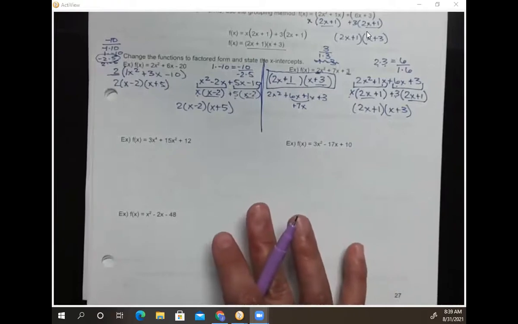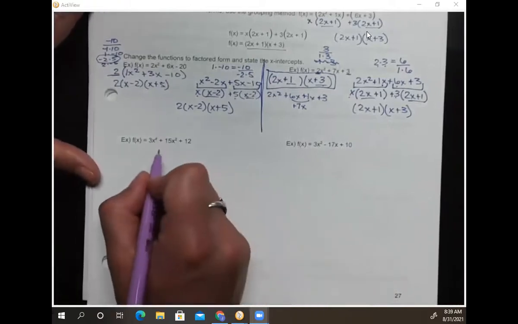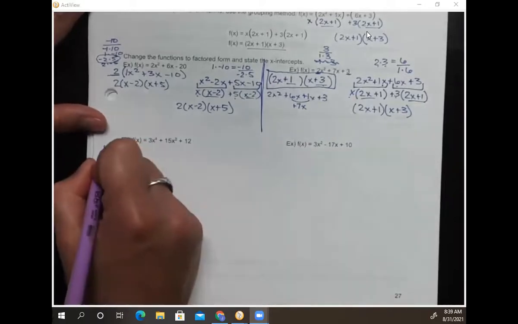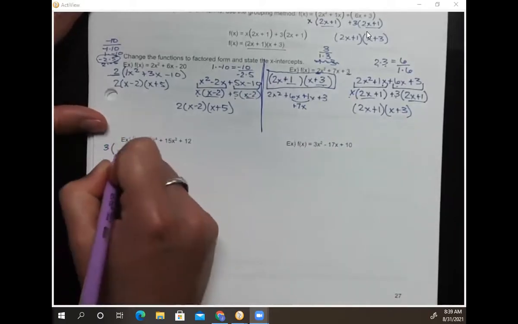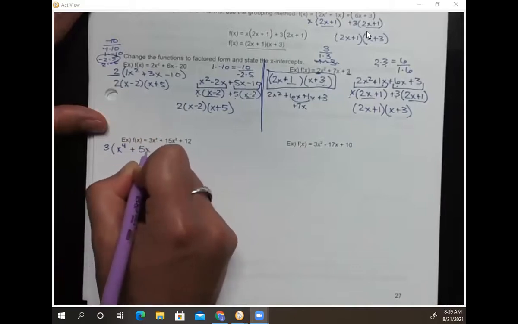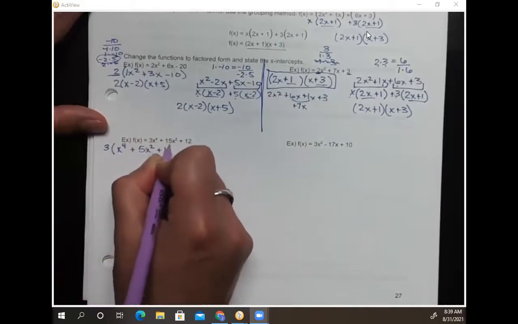Let's take a look at another example here. For our third problem, again, we have a GCF. We have a GCF of 3, so I'm going to go ahead and factor that out. So we've got x to the 4th plus 5x squared plus 4.